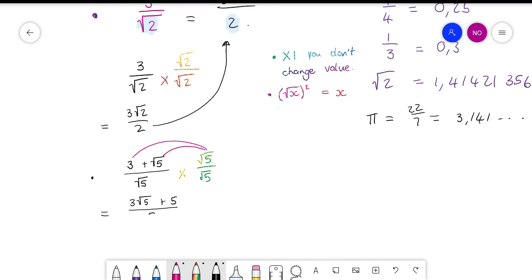And below we also have a 5. Can I simplify that? Who says yes? How will you simplify it? Who says no? Why not, Andrew?